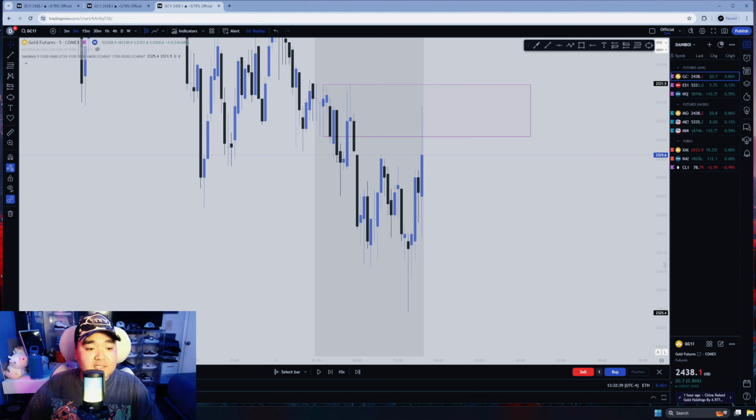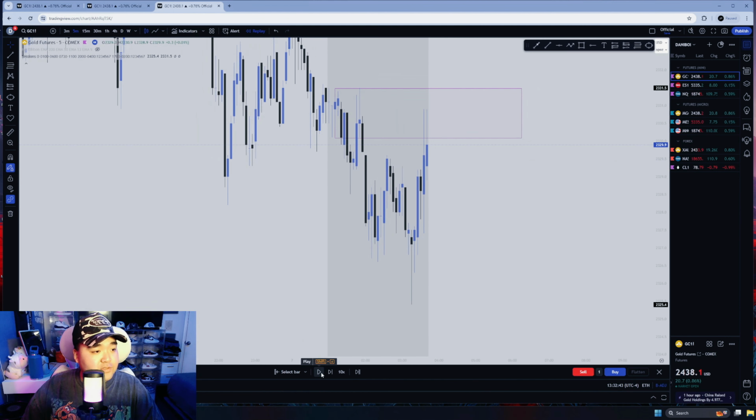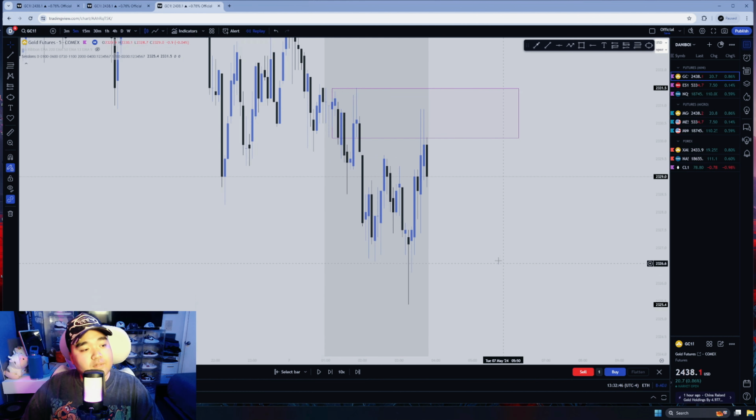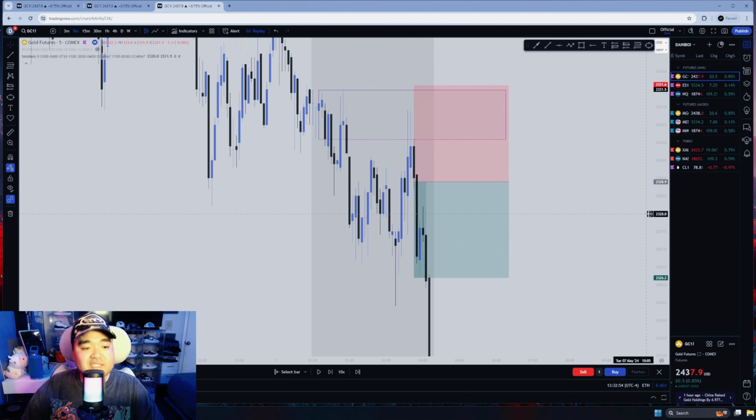Now, as you're in the second supply zone, this is valid because if we get that, let's see where we get that first break. Boom, that first break is right here. So you would have taken the shorts here, your stops up here, and then your 1-to-1. And let's see, boom, just like that, right?